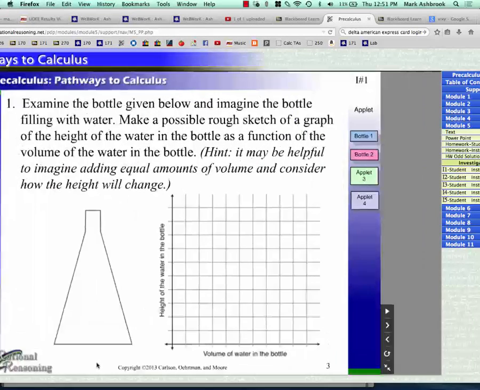Okay, so here is a bottle, and it says, examine the bottle given below, imagine the bottle filling with water. Make a possible rough sketch of a graph of the height of the water in the bottle as a function of the volume of water in the bottle. So here's what you don't want to do.